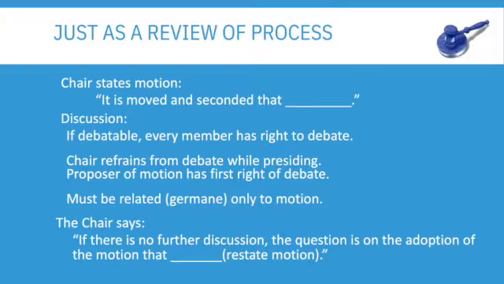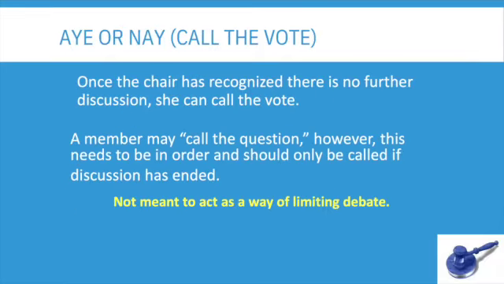Everything that is talked about should be germane only to that specific motion. And once discussion is done, the chair will say, "If there's no further discussion, the question is on the adoption of the motion that..." and they restate the entire motion. And once the chair has recognized there's no further discussion, he or she will call for the vote.